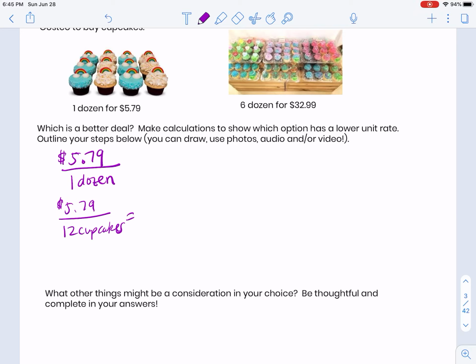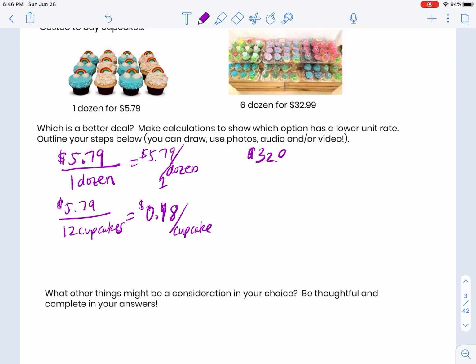And then I'm getting my handy calculator. $5.79 for 12 cupcakes. Oops, 5.79 for 12 cupcakes, okay, is going to give me a unit rate of about 0.48 cents per cupcake, okay? Or if I wanted to keep it in a dozen, $5.79 per 1 dozen, okay?